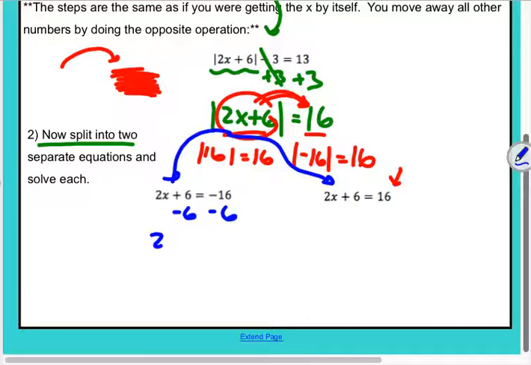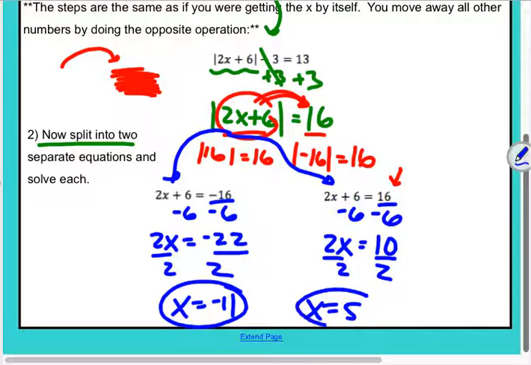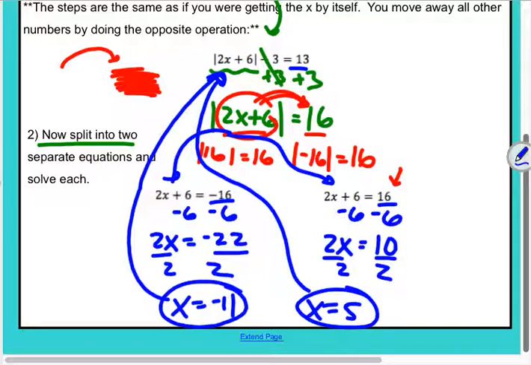Subtracting 6 from both sides. 2x equals negative 22. And dividing by 2, our first answer is x equals negative 11. When you're working with absolute value, you're almost always going to get two answers. One when you set equal to negative 16, one when you set equal to positive 16. Subtracting 6 here, I'm going to get 2x equals 10, and then divide both sides by 2. x equals 5. There are my two answers, negative 11 and 5. If you plug these into the original equation for x and simplified it down, you should get 13 for both of them. So you can also check your work.